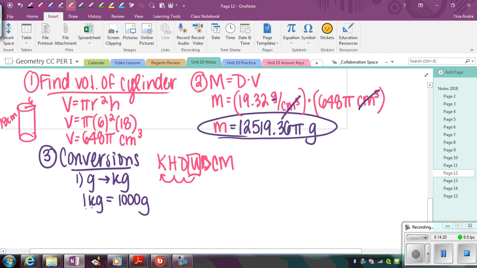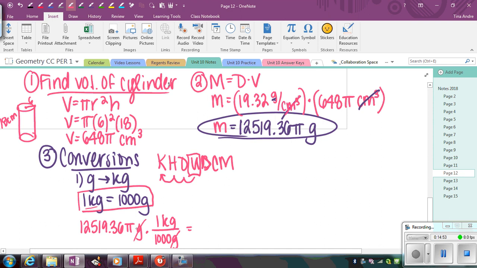The other way is looking at your unit conversion. You can write this out. Take your grams. So I have the 12,519.36 pi grams. I'm trying to cancel out grams. So taking my conversion factor, the grams would go on the bottom because I'm trying to cancel that out. 1 kilogram stays on top. Cancel out the grams. So essentially multiply across the top, multiply across the bottom. This is really over 1.